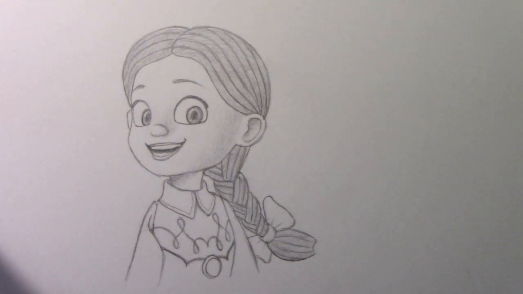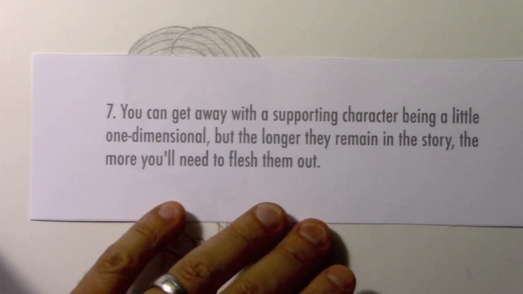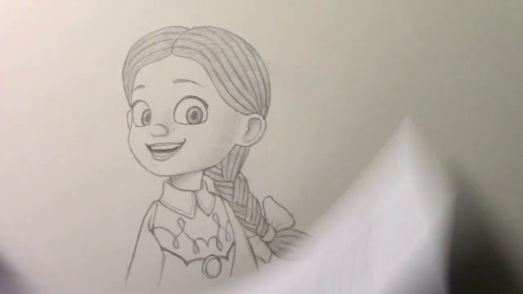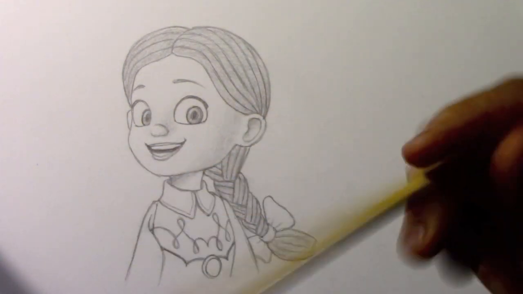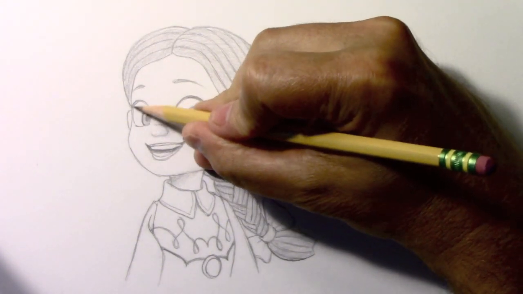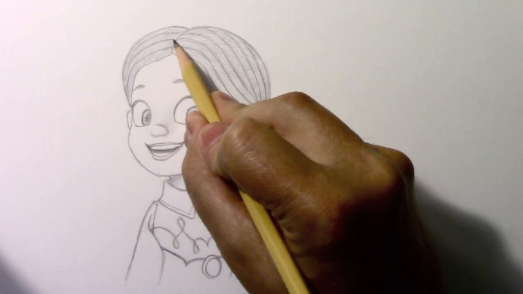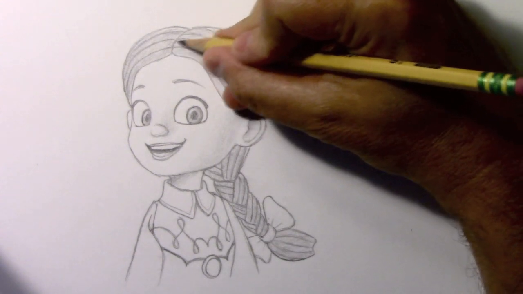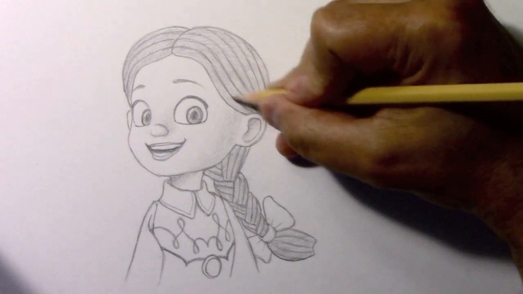If I can pick up the piece of paper. And it says, you can get away with a supporting character being a little one-dimensional, but the longer they remain in the story, the more you'll need to flesh them out. So yeah, in the past I have had characters that were fairly one-dimensional. In my Akiko comic book story, there was this kind of team of Spuckler, the wild cowboy character who just did whatever he felt like doing, and he used poor grammar and so forth.